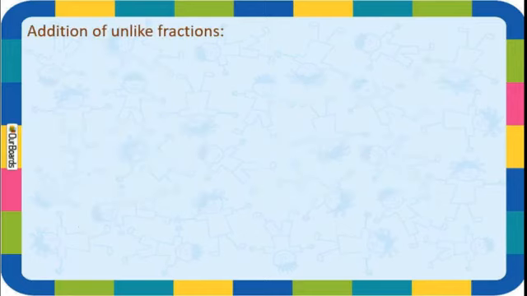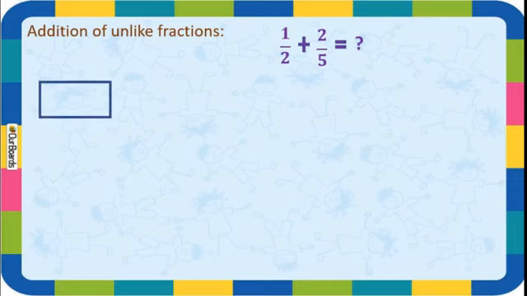Okay, now addition of unlike fractions. Unlike fractions means you know that the denominators are different. The first denominator is 2 and the second denominator is 5. Yes, dear students, you know that first we have to convert this into equivalent fraction and then we have to add this. Listen. Now first we will draw a rectangle. We will divide it into 2 equal parts and 1 part we will color. That is half. The first one.